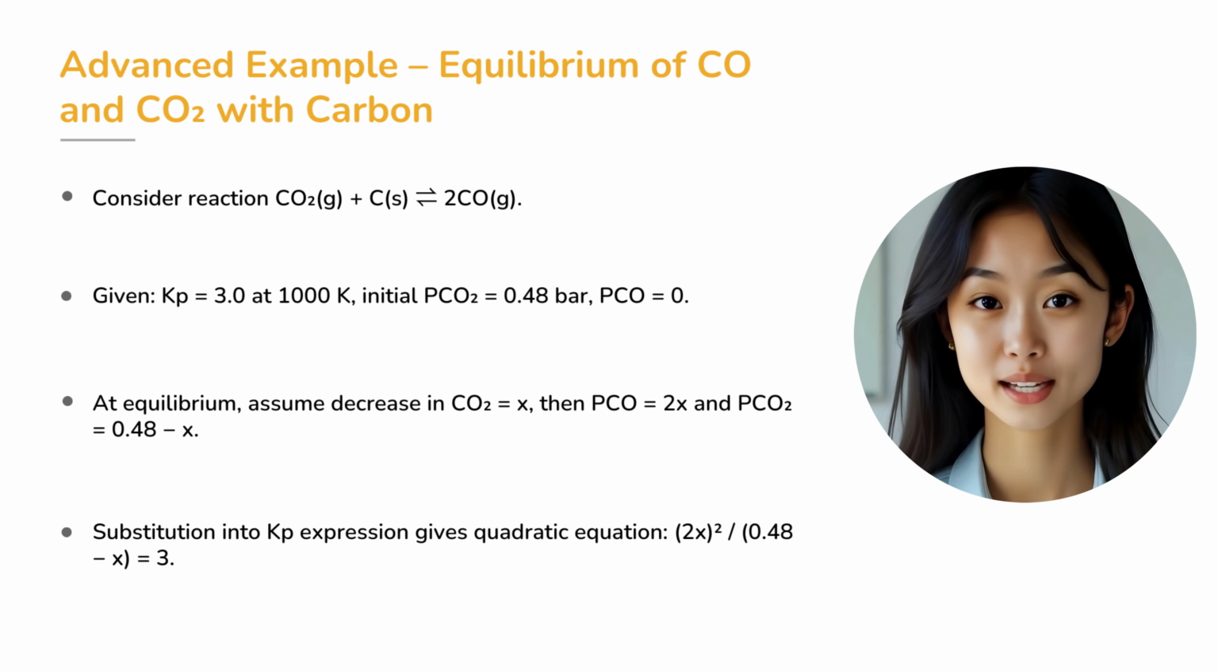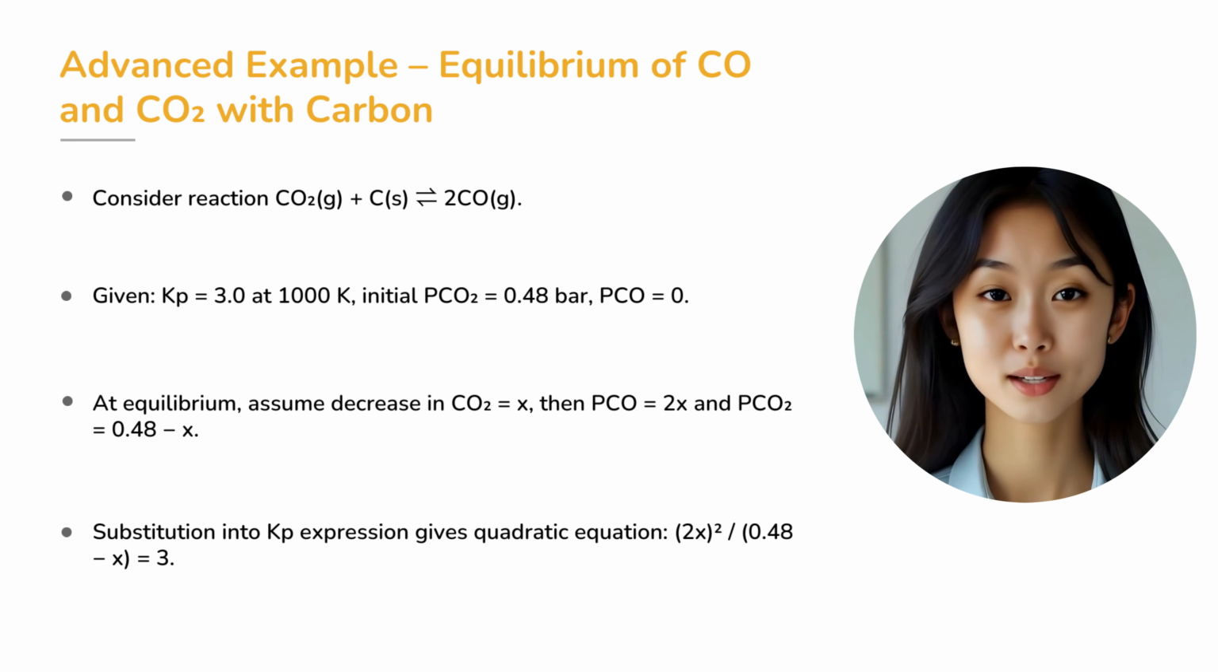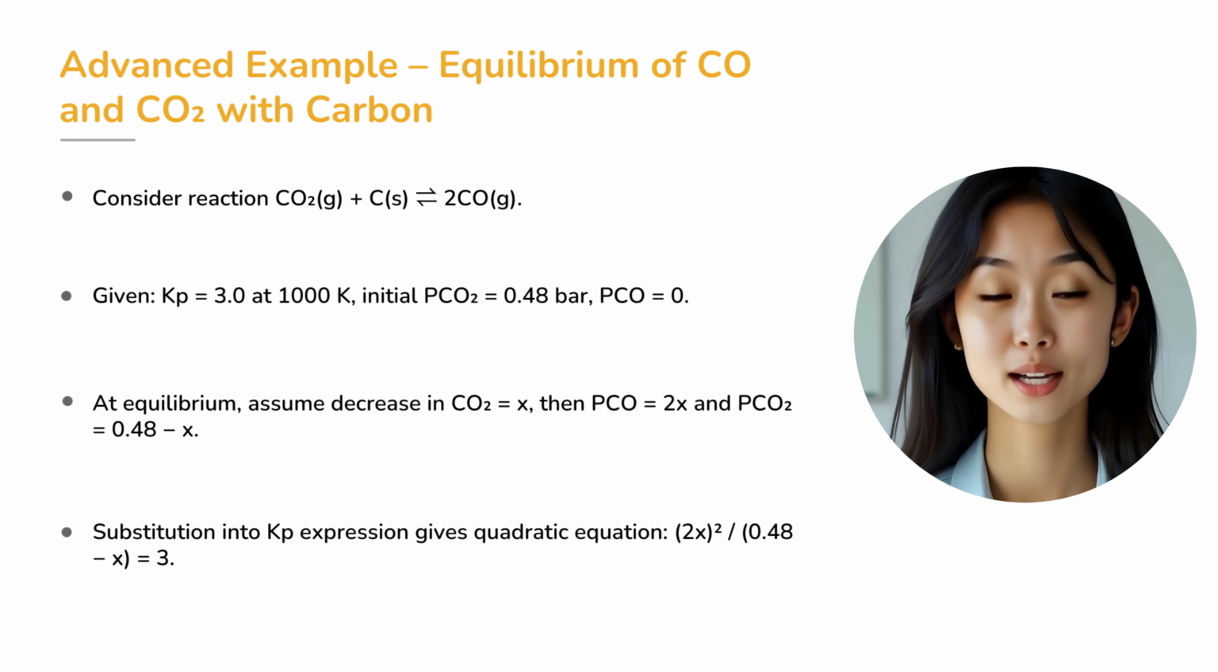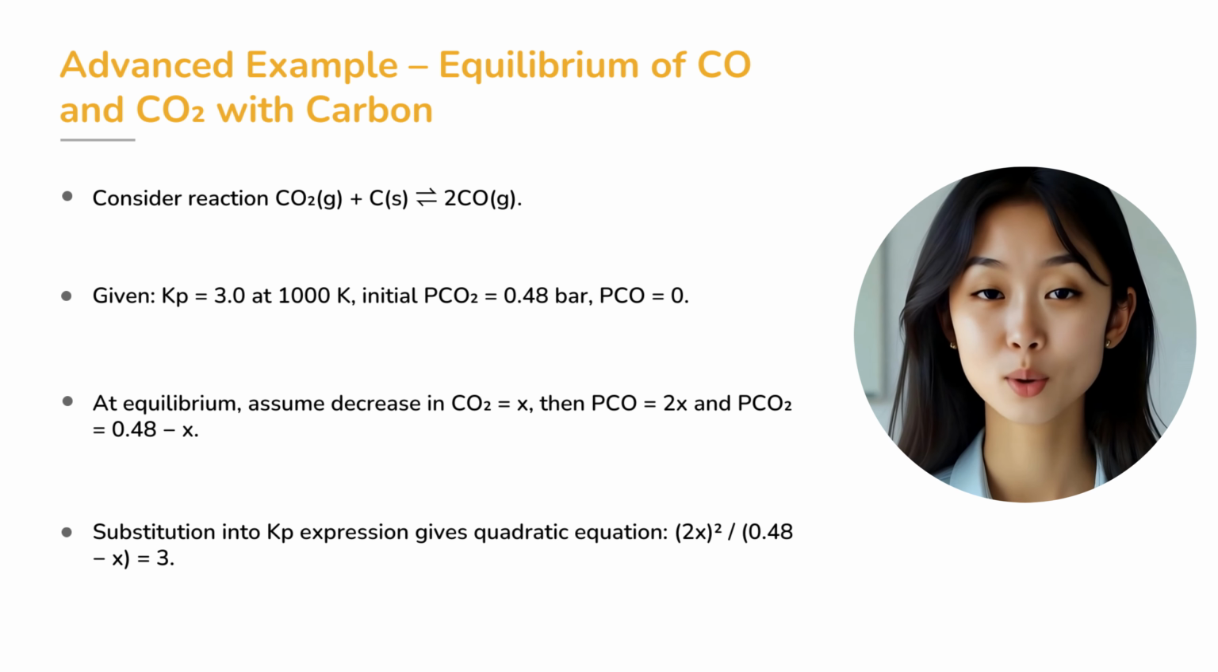That means PCO₂ becomes 0.48 minus x and PCO becomes 2x. Substituting in the expression Kp equals PCO squared divided by PCO₂, we get 4x² equals 3 multiplied by (0.48 minus x). Solving this quadratic equation, x comes out to be 0.33. Finally, equilibrium pressures are PCO equals 0.66 bar and PCO₂ equals 0.15 bar. This shows how algebraic substitution is used in heterogeneous equilibrium problems.